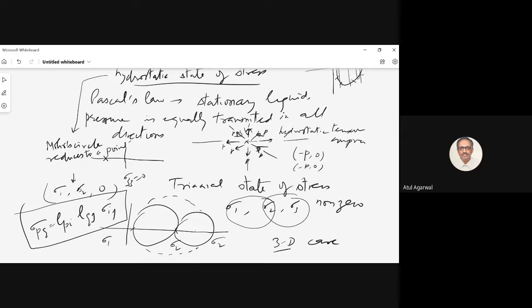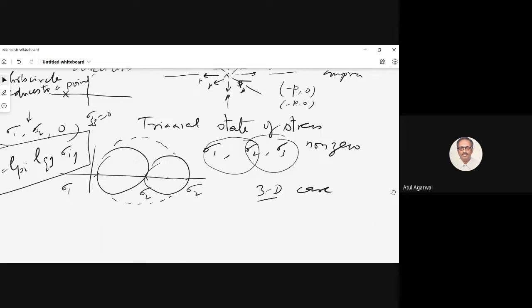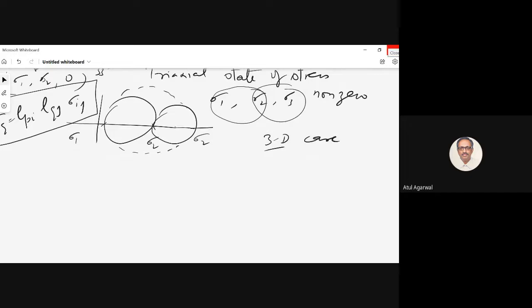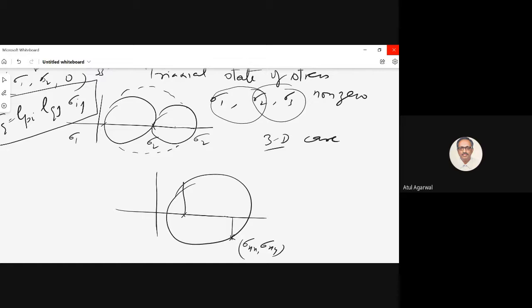For plane state of stress, you can use the Mohr circle, and also you can derive the formula. Those formulas are given in your books. Or even using the Mohr circle, you can find geometrically the value of normal and shear stress. Look, I have shown you. This is a Mohr circle. You have got some point here. This is your sigma xx, sigma xy. This is your sigma yy, sigma xy.